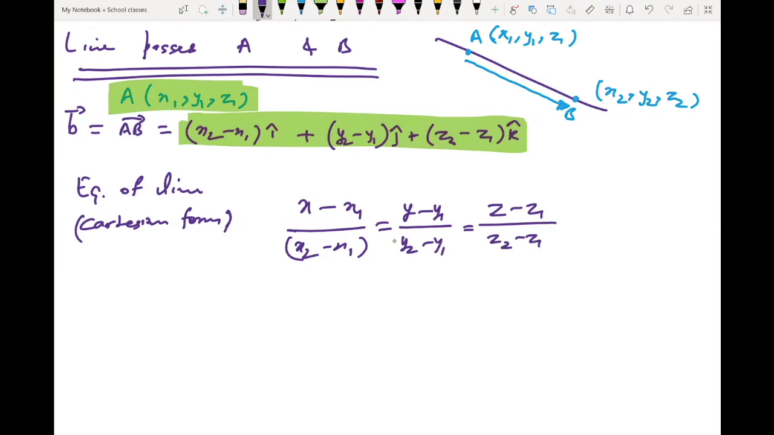So this is the formula. This is the new formula when a line passes through 2 points, and it's very simple. Even if you don't know the formula, you can use the previous formula also.